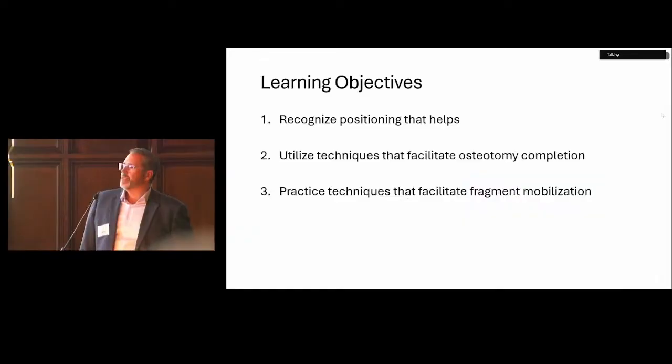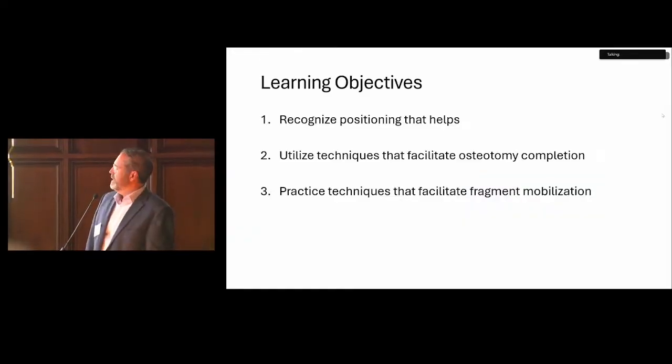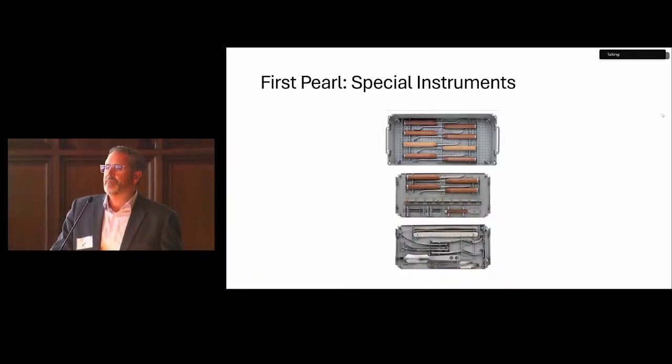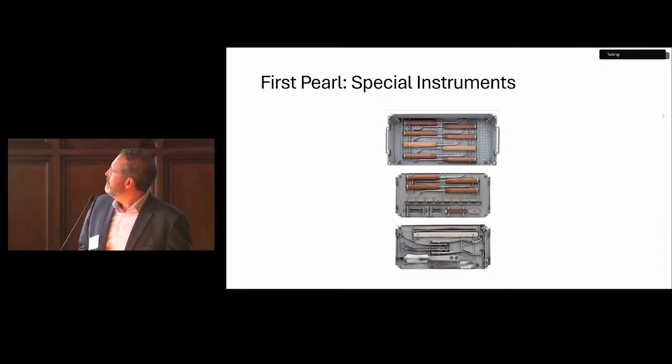So the learning objectives are to recognize positioning that helps, utilize techniques that facilitate the osteotomy completion, and then fragment mobilization. So I think the first thing is that you do need special instruments. Dr. Matta talked about the special osteotomes that he has for going lateral to rectus. I think you do need special instrumentation sets. I think it just makes it easier.